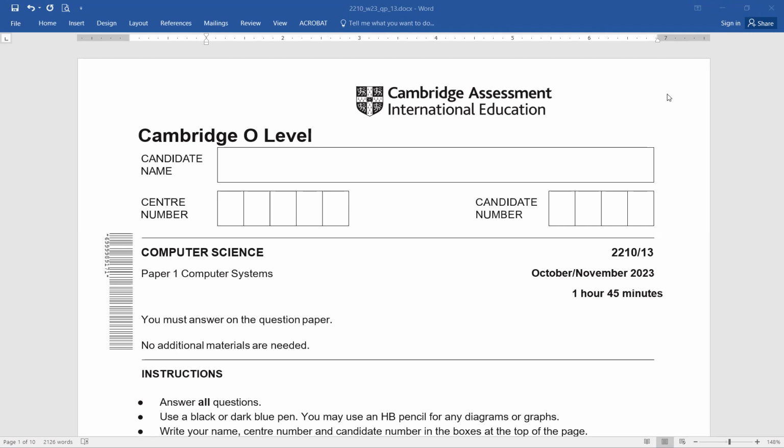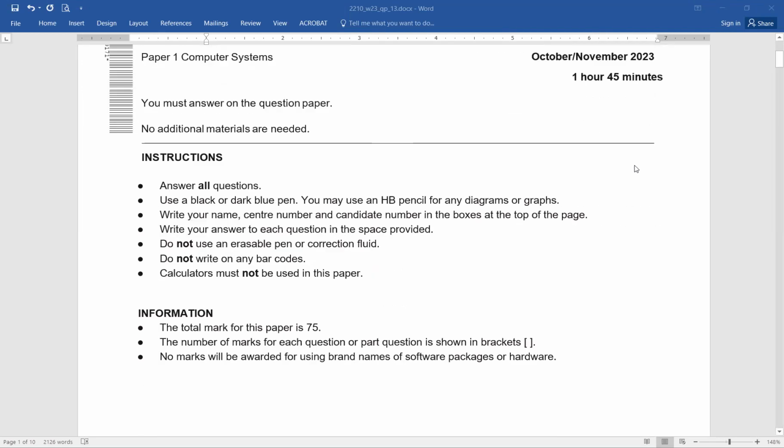Okay, today we are going to work on one of the past papers, that is Computer Science, Paper 1, Computer Systems, October-November 2023, Paper 1-3. The paper is of 1 hour 45 minutes duration. You have to answer on the question paper. No additional materials are needed. You have to answer all the questions by using a black or a dark blue pen. You may use an HB pencil for any diagrams or graphs if there are any.